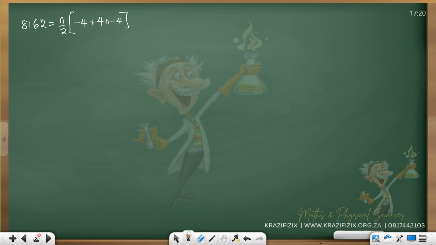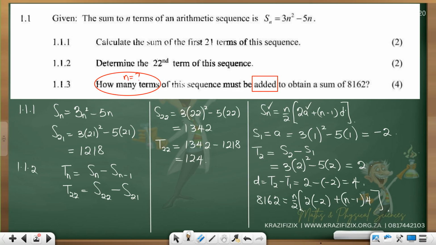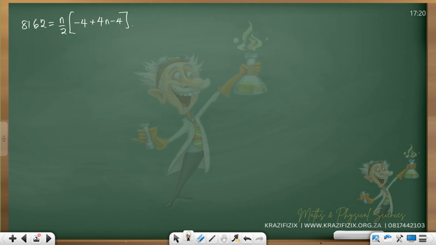I'm actually going the long way. 4n. Is it 4n? Yep. Minus 4. 4n minus 4. All right, what will this give us? 8162 equals n over 2. This 4 would go, and what do we have? We have 4n minus 8. And if we expand, what would that give us? Divide that by 2.